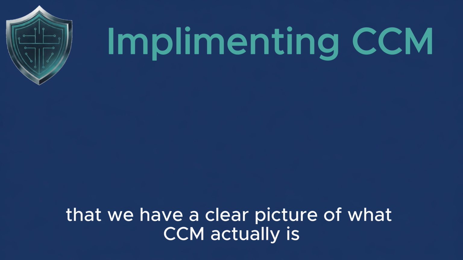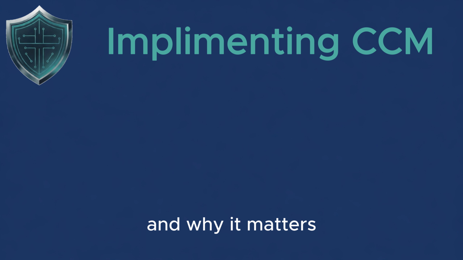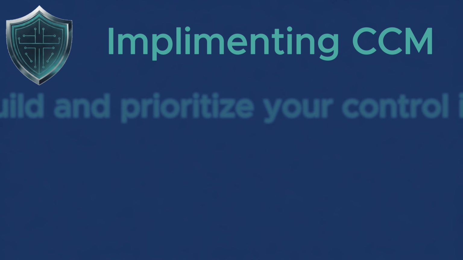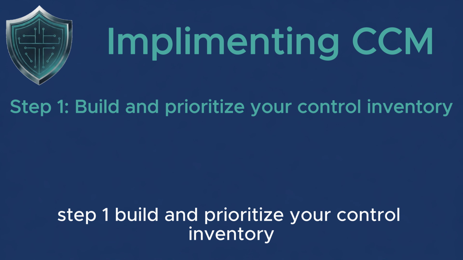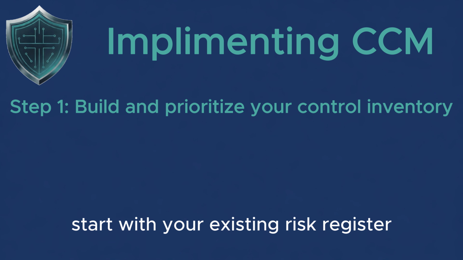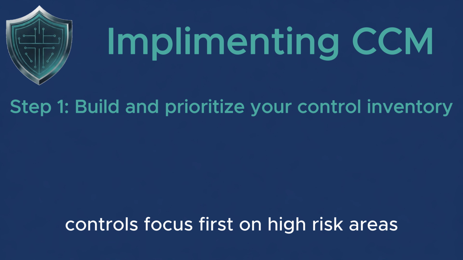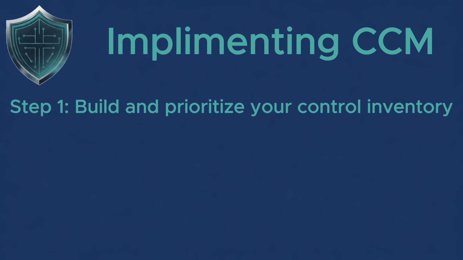Now that we have a clear picture of what CCM actually is and why it matters, let's walk through how to set it up practically in your own environment. Step 1. Build and prioritize your control inventory. Start with your existing risk register, ISO 27001 mapping, or NIST RMF controls. Focus first on high-risk areas: access controls, change management, vendor oversight, incident response, data protection, and configuration management.